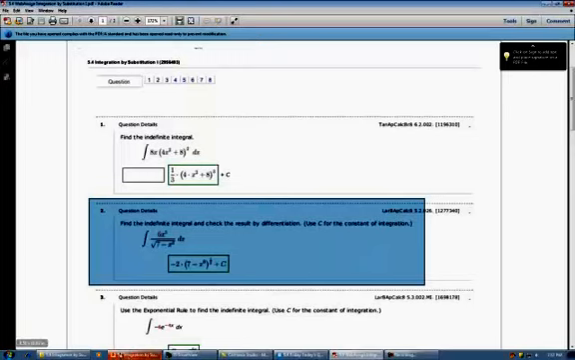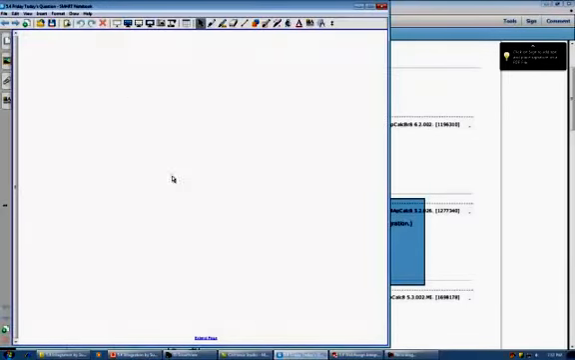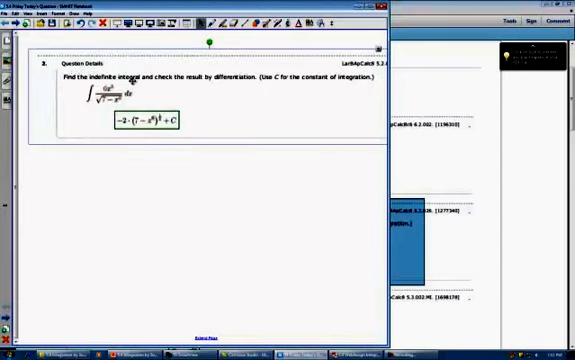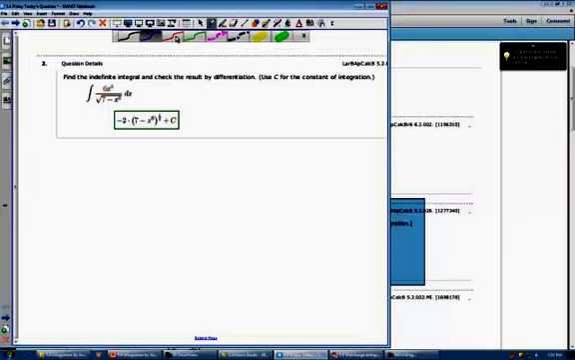Alright, so I caught number 2, and let's bring it over here. And we can paste it here, and so here it is. Okay, so on this one, what do we have? We want to find this indefinite integral, and we can check our result. It says by differentiation.